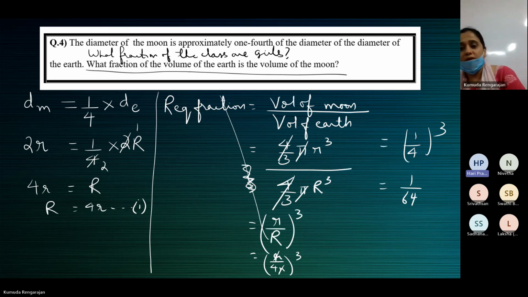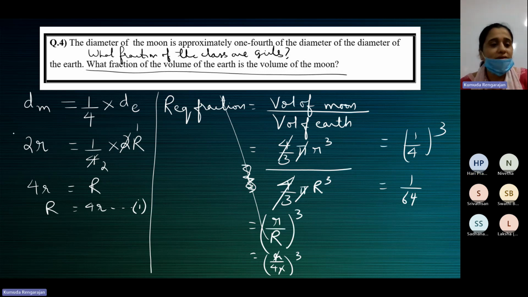Miss, how did you get 2R? Where have I written 2R? Miss, 2R is equal to 1 by 4 into 2 capital R, Miss. Okay. Here. So what is the diameter, Haripranam? Twice the radius, no? Yes, Miss.